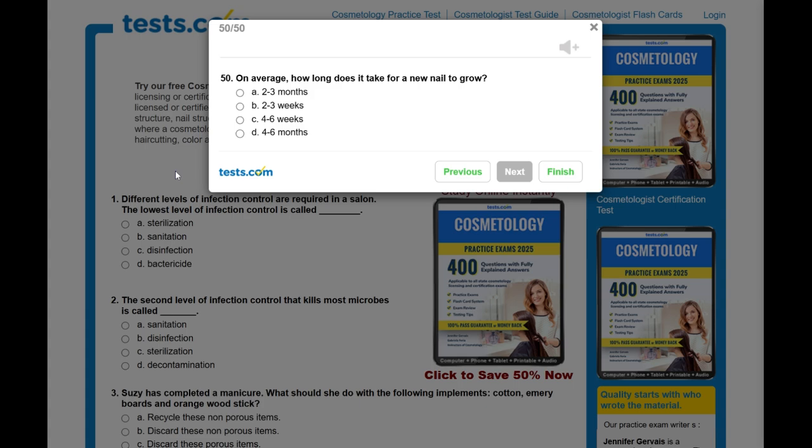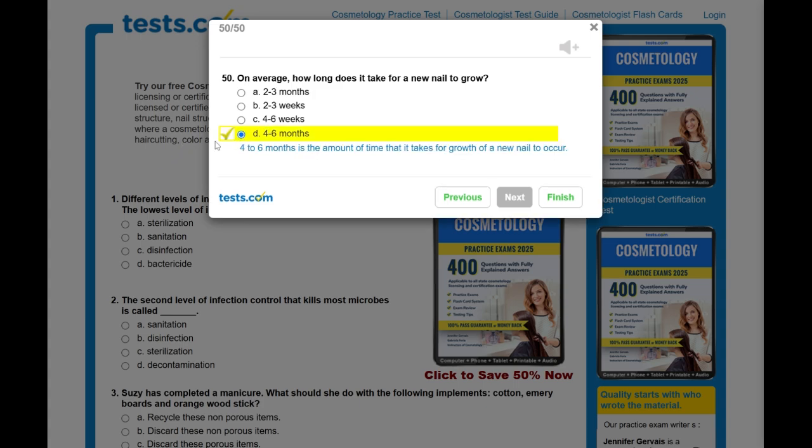Question 50. On average, how long does it take for a new nail to grow? A. 2 to 3 months. B. 2 to 3 weeks. C. 4 to 6 weeks. D. 4 to 6 months. 4 to 6 months is the amount of time that it takes for growth of a new nail to occur.